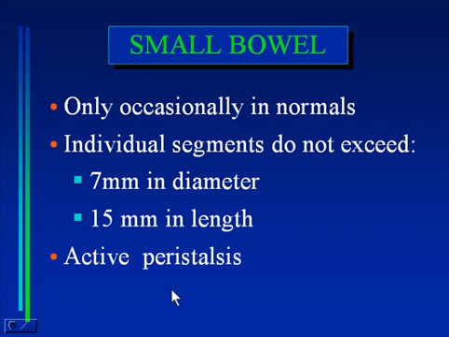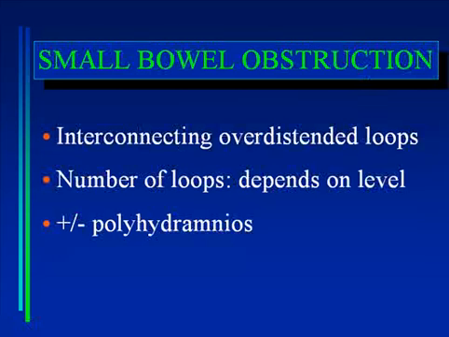Small bowel beyond the duodenal bulb can be seen if you really try, but if you're doing a casual search, it's only occasionally seen in normal fetuses. If you do look for the small bowel, especially late in pregnancy, it can be seen. Individual segments typically should not exceed 7 millimeters in diameter or 15 millimeters in length if the small bowel is normal in caliber, and oftentimes the normal small bowel will exhibit active peristalsis.